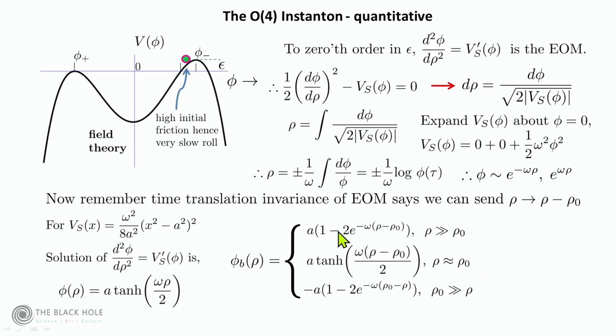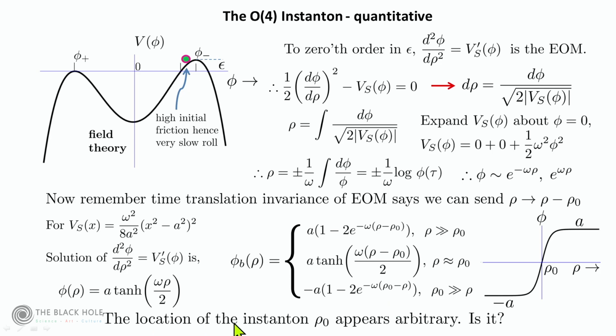Okay, so in fact, we can simplify this. We can say that this term can be dropped and this can be dropped for large enough omega. And the instanton, so phi as a function of rho goes from one value to the other value. So from the false vacuum to the true vacuum, the instanton instantly goes between one and the other. So it's like a domain wall.